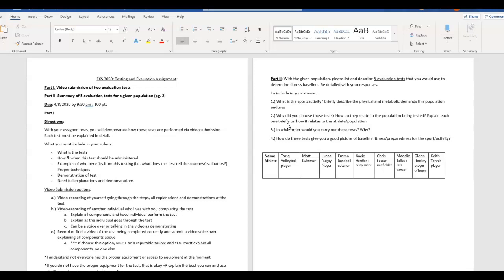In what order would you carry out these tests and why? Remember in our last online lecture of the Intro to Testing Administration, we talked about a specific ordering of tests based off of metabolic demands, right? So when you choose these tests, I would reference back to that PowerPoint in that chapter, explaining why there are certain tests in certain order based off of the metabolic demand placed on the body. And lastly, how do these tests give you a good picture of baseline fitness and preparedness for the sport activity? So if you only had 5 tests to choose, why did you choose those 5 tests?